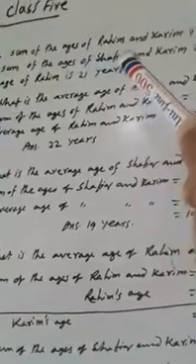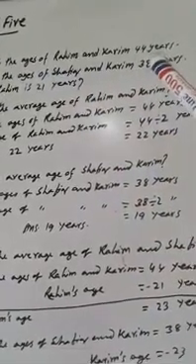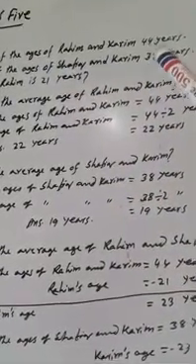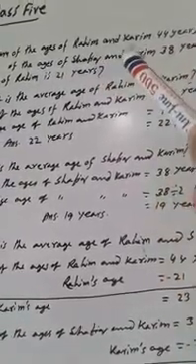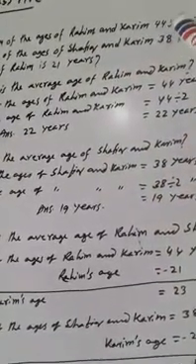Here, the sum of the ages of Rahim and Karim is 44 years. To find the average age, we have to divide the sum by the number of persons, which is 2. We have to divide 44 by 2. Now see the math. The sum of the ages of Rahim and Karim is 44 years. The average age of Rahim and Karim is 44 divided by 2, which is 22 years.